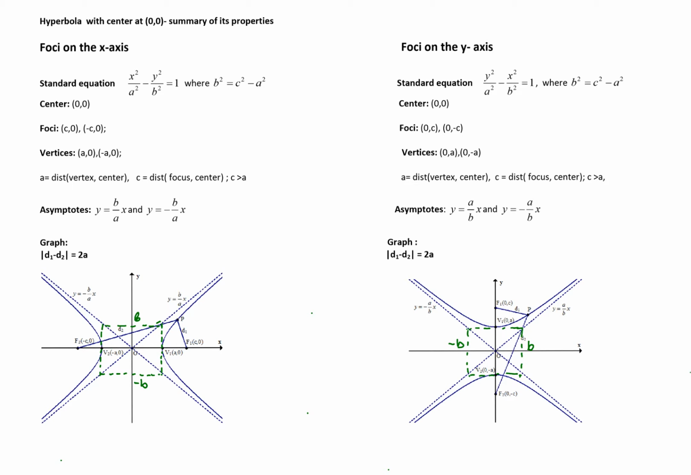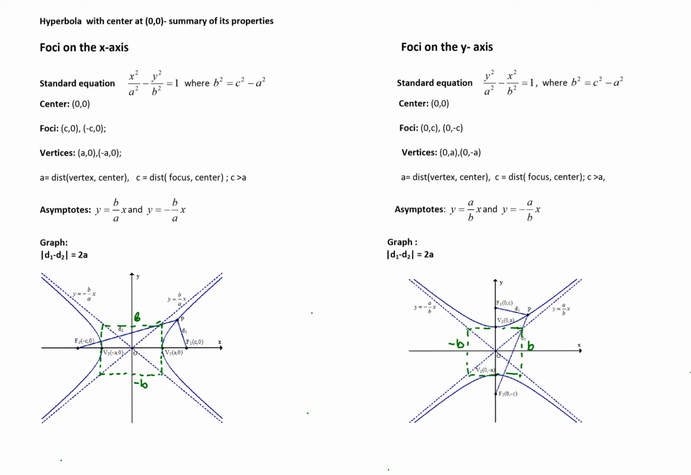The equation of such a hyperbola will be y squared over a squared minus x squared over b squared is equal to 1. The b squared is defined in exactly the same way as c squared minus a squared. If you look at the equation, you notice that the minus sign is in front of the x term, and therefore this tells us that there are no x-intercepts. And indeed, if you look at the graph, there are no x-intercepts, the y-intercepts are at the vertices, and the hyperbola consists of two branches, one that opens up and one that opens down.